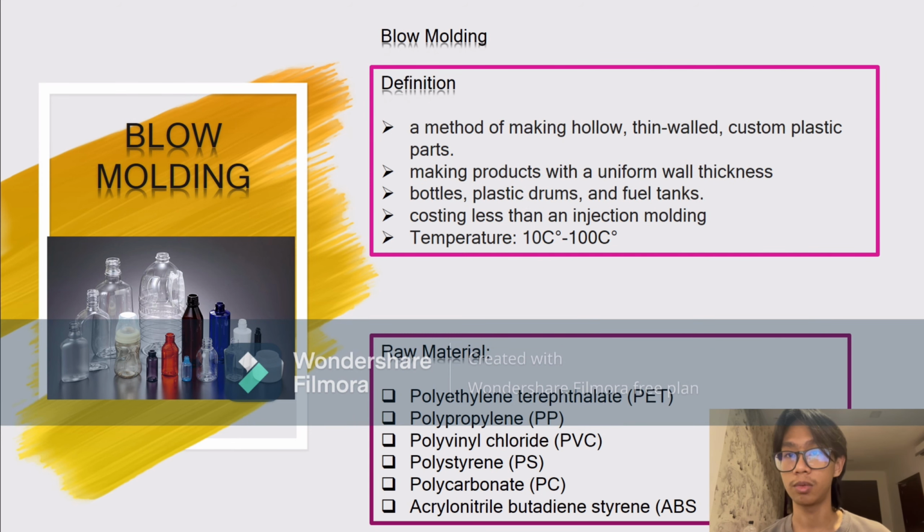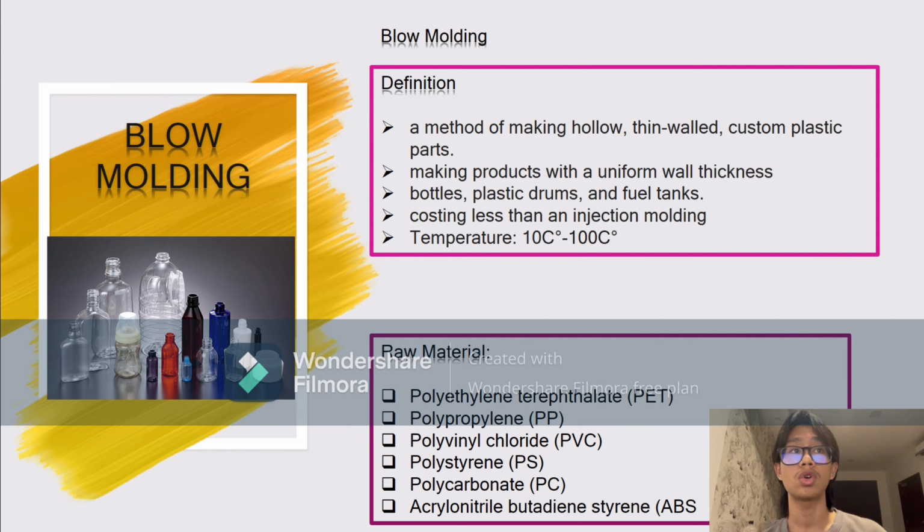My name is Ahmad Aiman bin Ahmad Nizar, and today I'm going to talk a little bit about blow molding. First, let's talk about the definition. Blow molding is a method of making hollow, thin wall custom plastic parts. It can make products with a uniform wall thickness, for example, bottles, plastic drums, and fuel tanks.